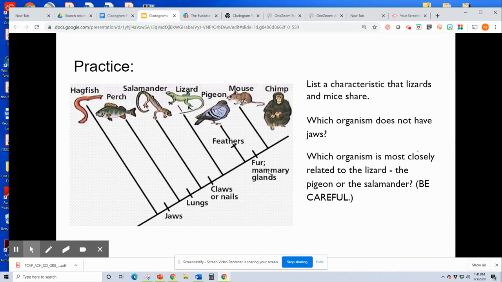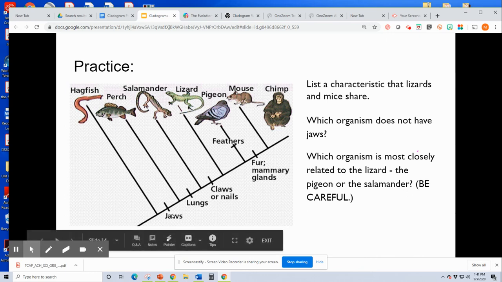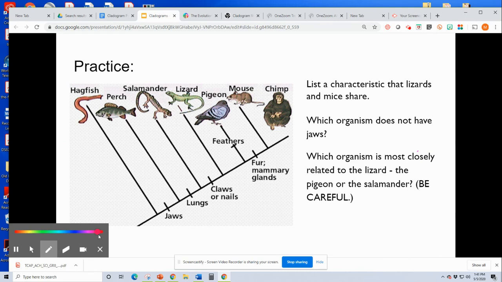If you don't know what mammary glands are, mammary glands refer to the breast tissue, especially when we're talking about the female of the species producing milk for their young. Which organism does not have jaws? All right. Well, if I go to jaws right there, I'll grab my little pen. If I go to jaws right here, I know everything to this way has jaws. So that means this hagfish does not have jaws. That thing looks like, oh, is that its mouth or its end? I don't know.